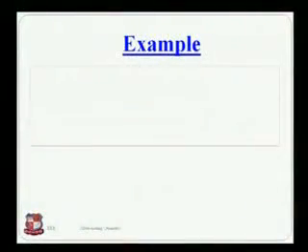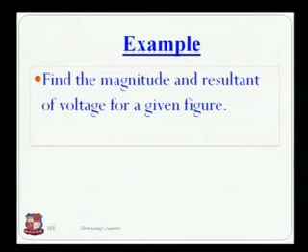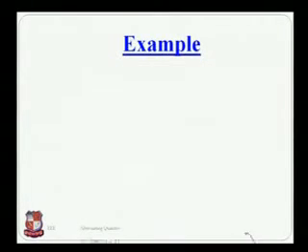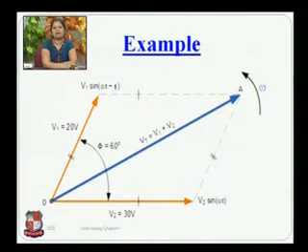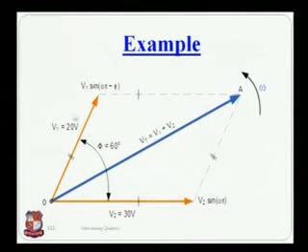Now next are examples related to the vector representation. So find the magnitude and resultant of voltage for a given figure. One diagram is given to you, and from this diagram you have to find the magnitude as well as the resultant value of the voltage. So this is the diagram as shown in the figure. This is vector V1, whose value is given as 20 volt. This is vector V2, the value of V2 is 30 volt, and you have to find the resultant of these two. The angle between these two is also specified, it is 60.